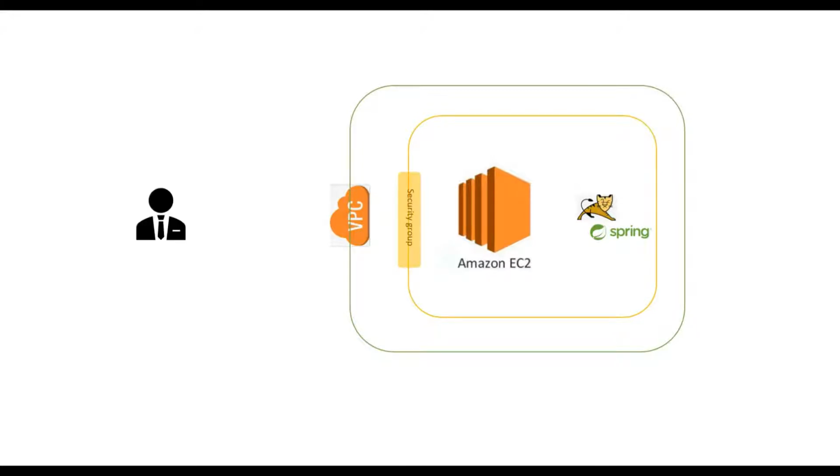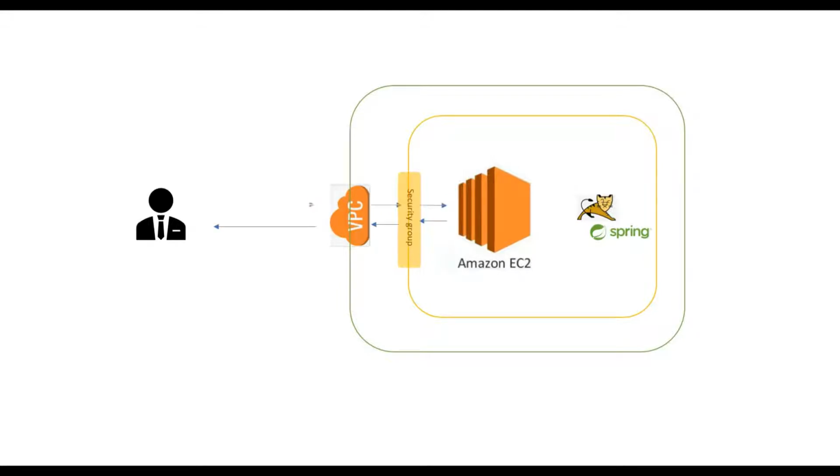So any user who wants to use your application will send the request, and it will go through VPC first, then to security group, and then finally it will reach to your EC2 instance. And that's where your Springboot application is deployed.